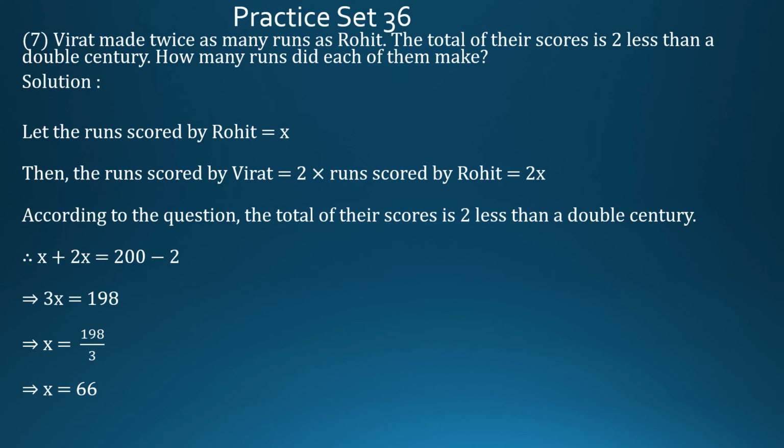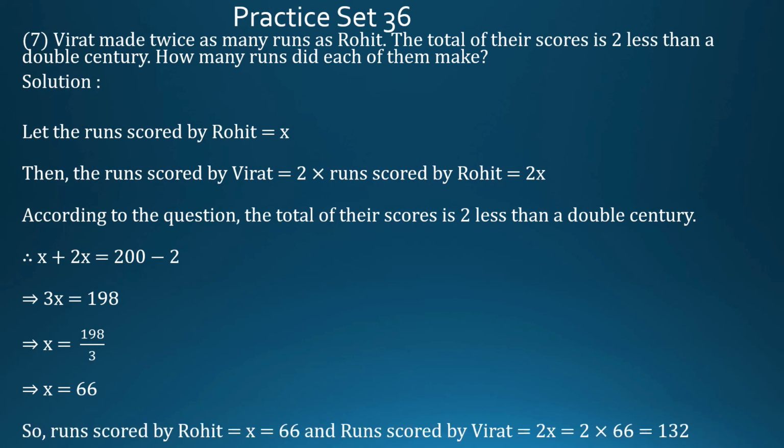Hence, the runs scored by Rohit, we had considered x, is 66, and the runs scored by Virat, we had considered 2 into x, which is equal to 2 into 66 is equal to 132. So the runs scored by Rohit is 66 and the runs scored by Virat is 132.